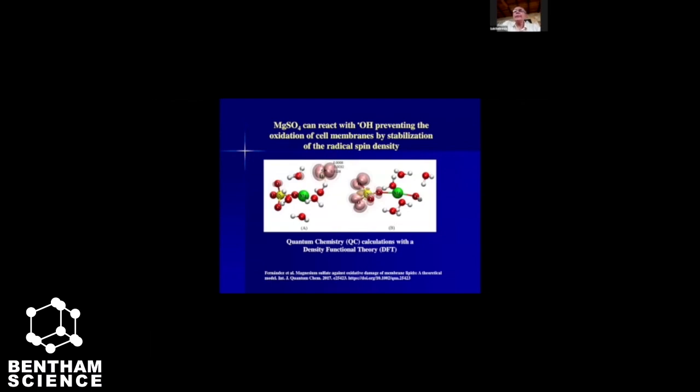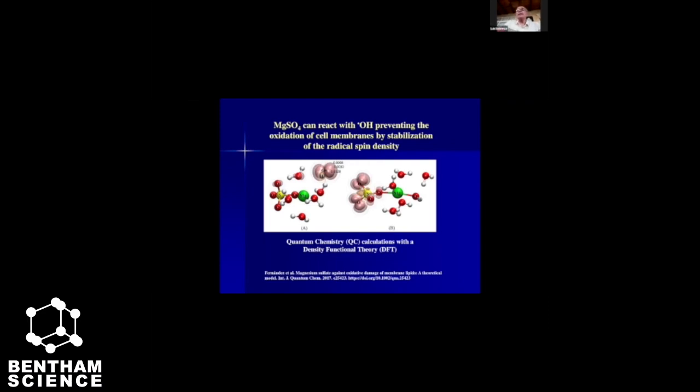Well, this was tested by a collaboration that we have with the group of computational chemistry with Doctors Ruete and Fernandez in the Center of Chemistry in our institute, and they performed quantum chemistry calculations with density functional theory. They concluded that magnesium sulfate can react with hydroxyl radicals, preventing the oxidation of cell membranes by stabilization of the radical spin density.